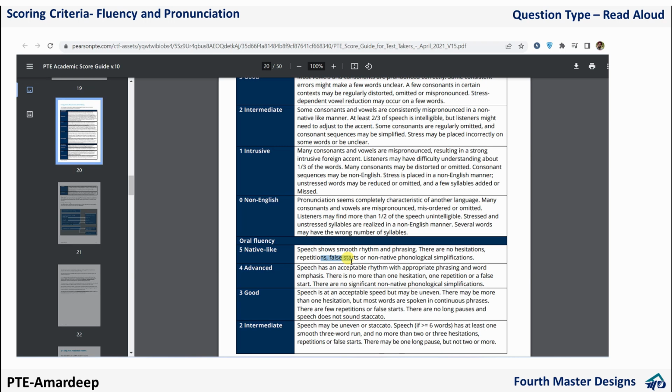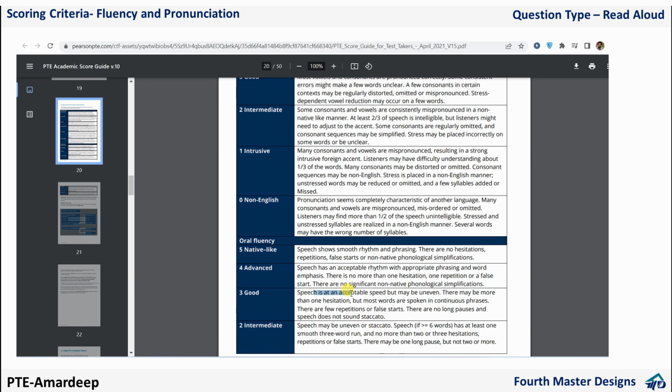And try to have a smooth rhythm. I'll read this one again. Speech has an acceptable rhythm with appropriate phrasing and word emphasis. There is no more than one hesitation, one repetition, or a false start. Now, some students, they read it in this way. Speech has an acceptable rhythm with appropriate phrasing and word emphasis. There is no more than one hesitation, one repetition, or a false start. Now, if you speak like this, there is a native touch. I don't know whether you realized or not. There was some native touch. So just read it in this way.